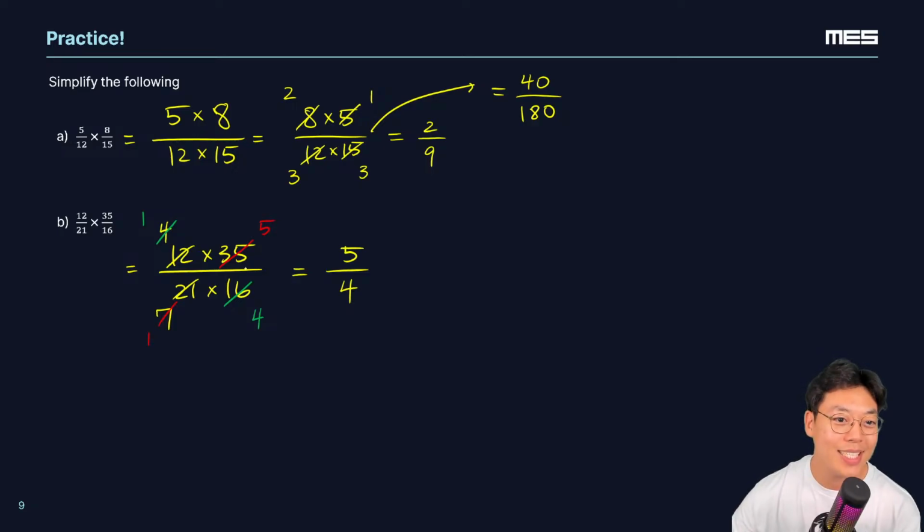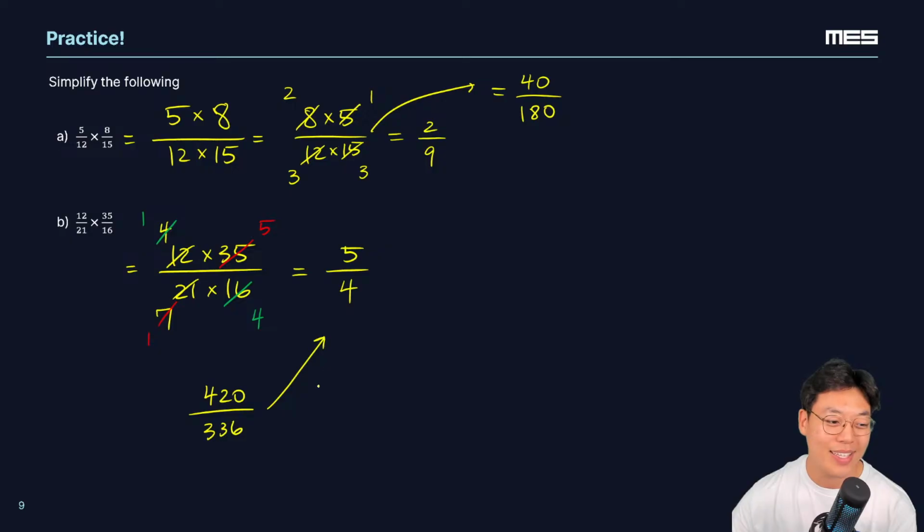If we did this without simplifying these numbers first, we would have gotten much, much bigger numbers. We would have had 420 over, let's see, 210, 126, 336. And again, ain't nobody got time for that. Yes, Chloe, great observation. 5/4 is improper.